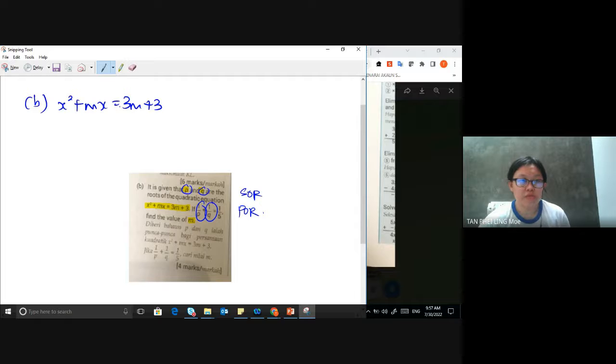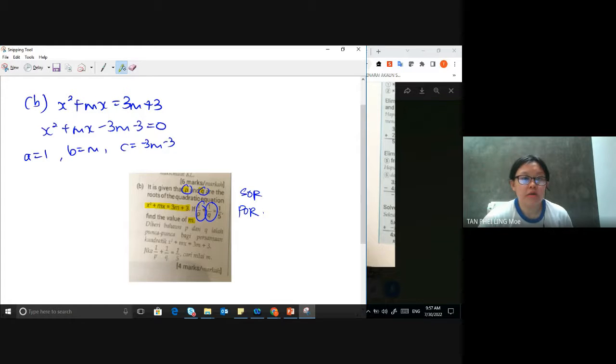Okay, so now we rearrange them first because this one is an equation already. So let's say now x squared plus mx, and then here minus 3m minus 3. So I know that my a is 1. Am I right? My b is m. My c is minus 3m minus 3. Why? Because you see, coefficient of x is always b. Then whatever is left will be the c. All the leftover is always the c, the constant. Okay, then we move on.